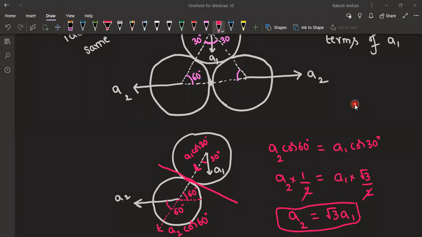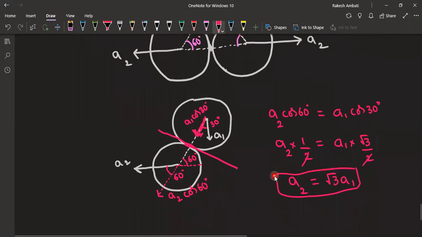So here, in this case, it is one component of acceleration, that is A1 cos 30. This A1 cos 30 is equal to A2 cos 60, and simplify it.